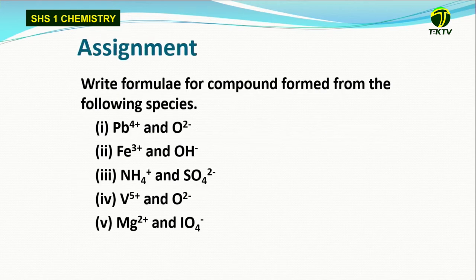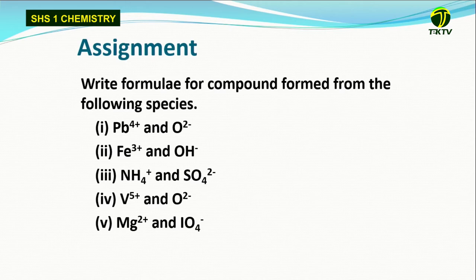So let's write this assignment when we go home. We try, so next time when we come, you show what you have done for me. Write formulae for compounds formed from the following species. We have Pb2+ and O2-. Then we have Fe3+, OH-, NH4+, and SO4 2-. These are groups of atoms. Then we have V5+ and O2-, Mg2+ and IO4-. I hope you will do justice to them. And next time when we meet, we will start.